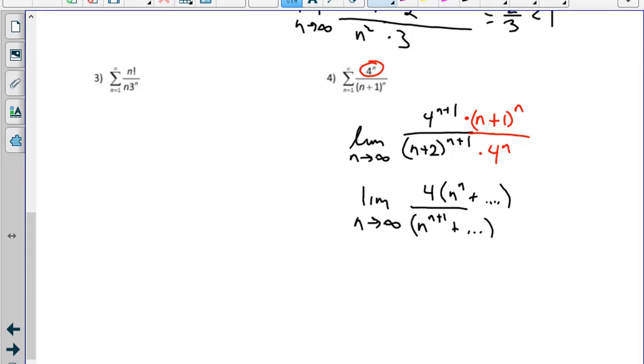And so if I look at that, the denominator has a larger power, and there's no factorial or anything. So the polynomial term is bigger in the denominator. So this is equal to 0, which is less than 1. So this is absolutely convergent.